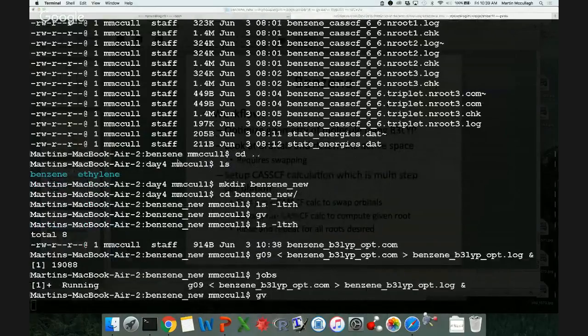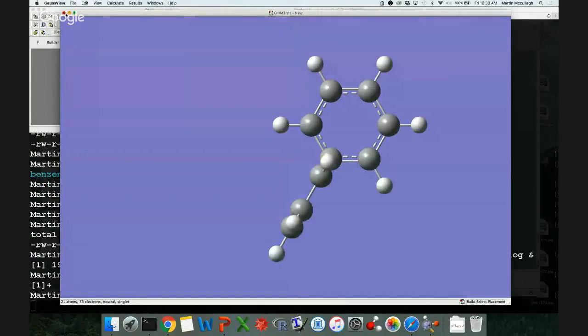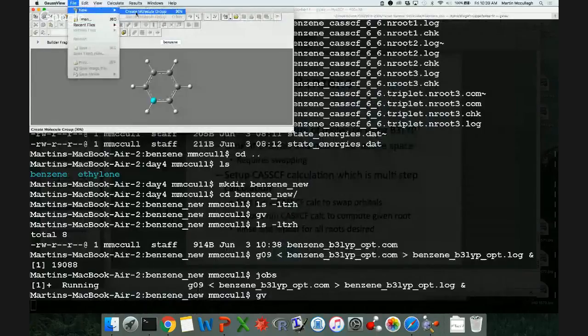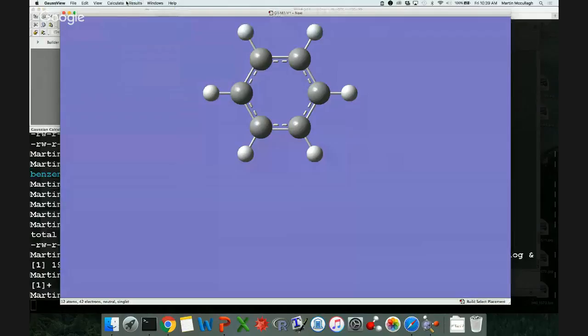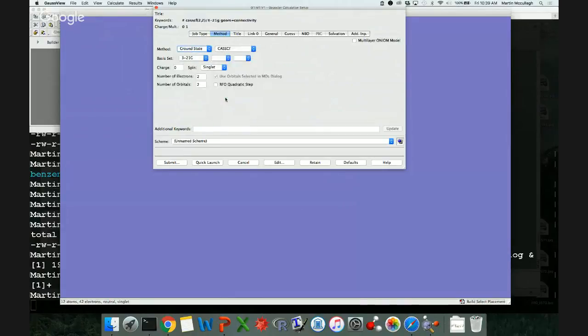Meanwhile, we can go back to Gauss View. Create benzene again. Energy, method. CASSCF, 6-31G star. We want to do a 6,6. I don't know why that's not letting me change that to 6. Now I'm just using this to set up a file which I'm going to alter, okay? But this is a way that you can at least get the keywords that Gaussian requires in that little line to run a CASSCF calculation.